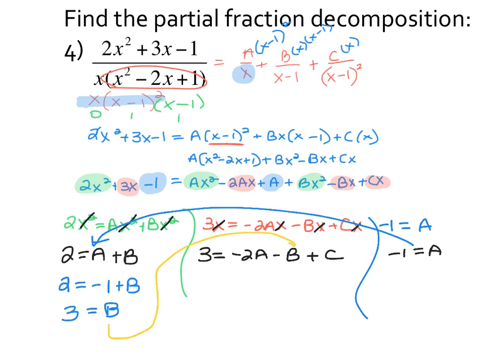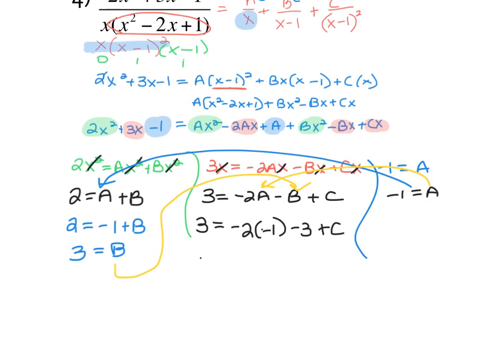And then b and a both go into that middle one. 3 equals negative 2 times negative 1 minus 3 plus c. And I get 3 equals 2 minus 3 plus c. 3 equals negative 1 plus c. And c equals 4.